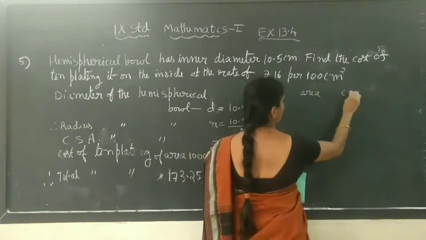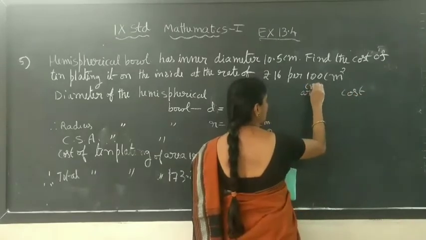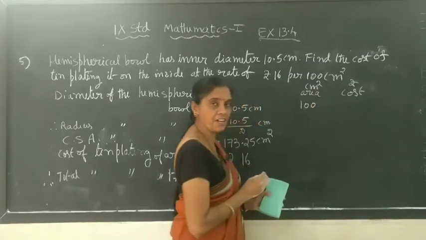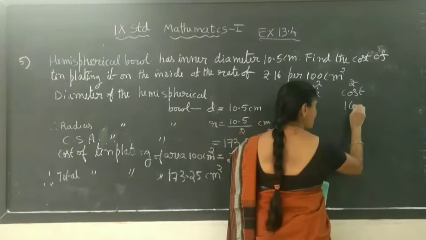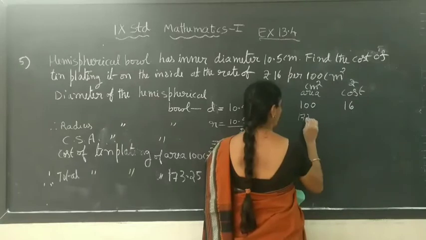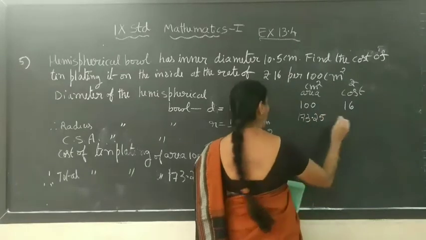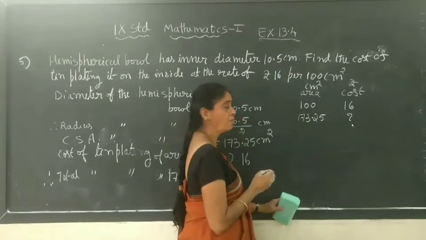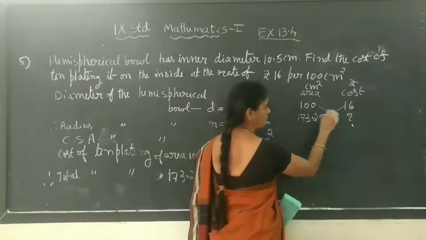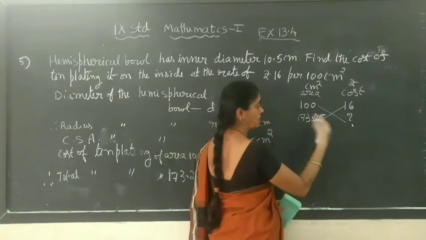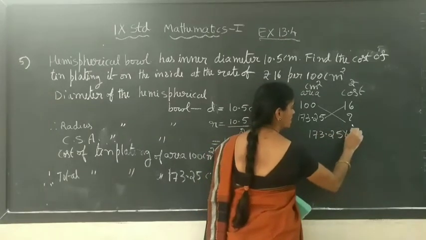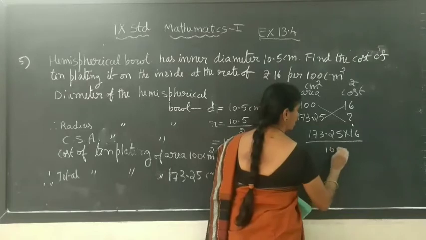Area is in centimeter square, cost in rupees. If it is 100 centimeter square area, how much do we have to pay? 16 rupees. Now, what is the area we got? 173.25. Then how much do we have to pay? Okay. Now cross multiply these two numbers together in the numerator and divide by the single number. This is the only single number. There is no other number, so it should be divided by the single number. So it is 173.25 into 16 divided by 100.